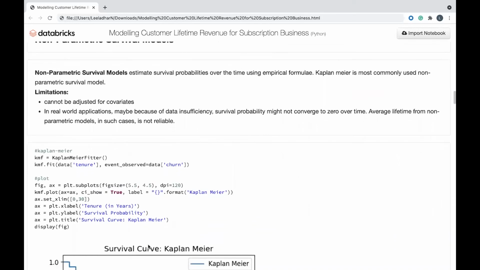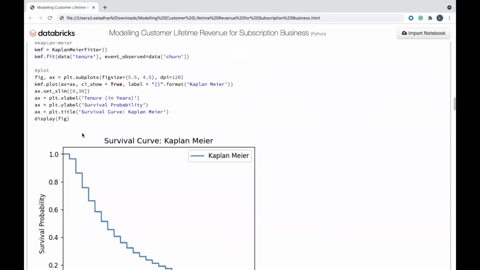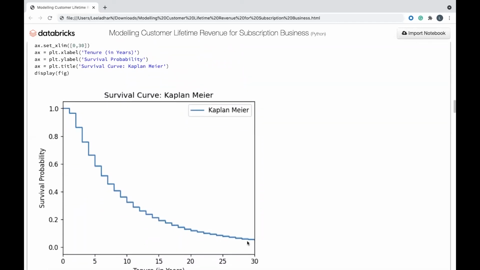And to build that, all that we need to do is call an instance of Kaplan-Meier fitter from the Lifelines package and then fit our data to it. As per our data, the survival probabilities converge to zero over the time, whereas it might not be the case with some of the real world applications.